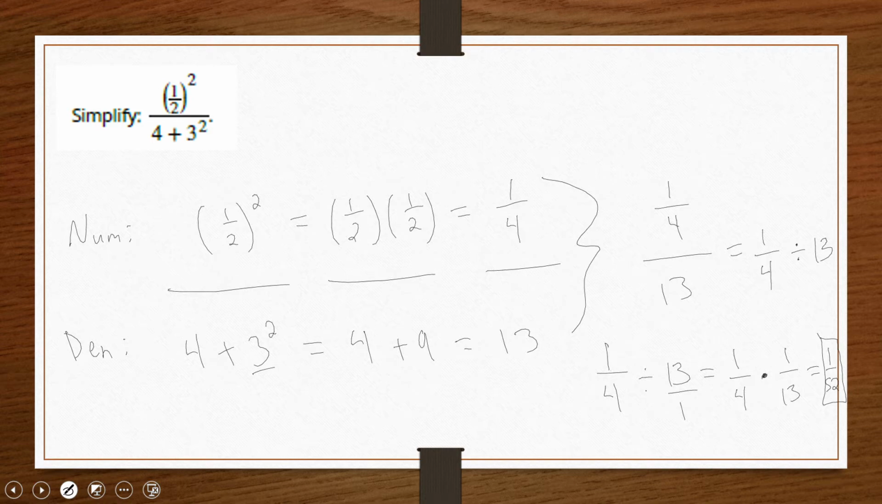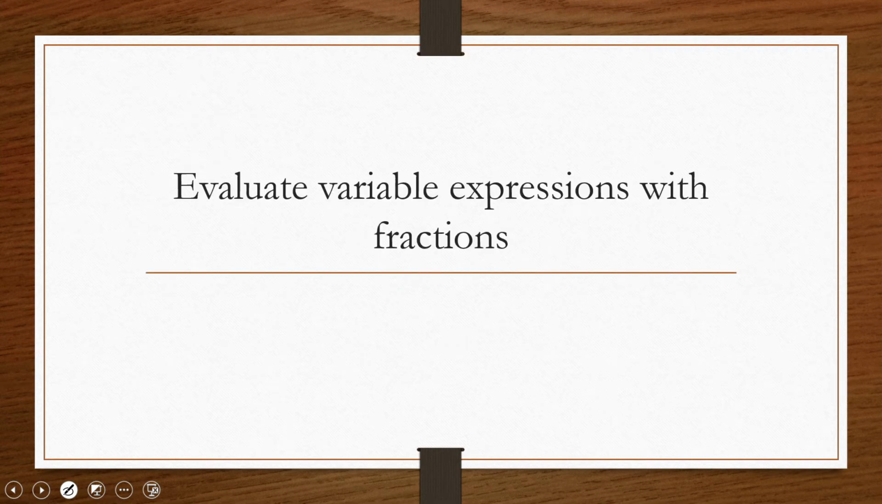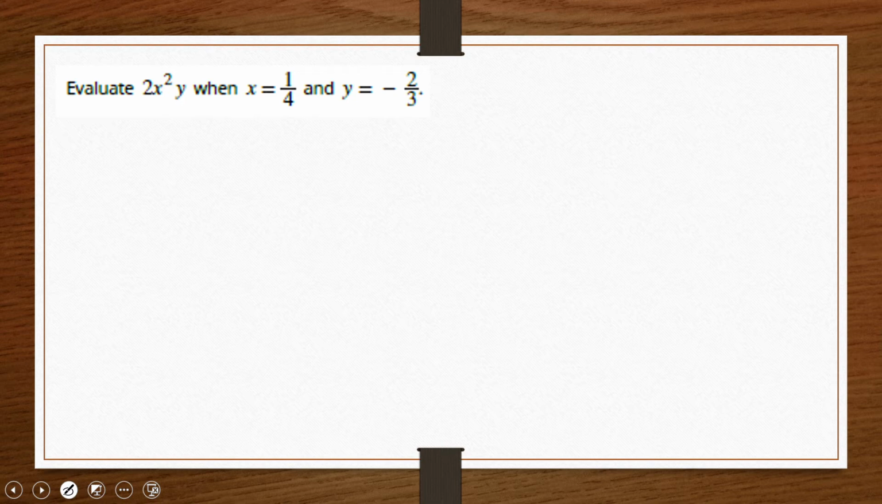So let's try a couple more examples before we wrap up. Here we have a similar setup problem, except now I've got to actually substitute in some value for a variable before using the order of operations to simplify. So imagine I have the expression here, 2x squared times y, and I want to substitute in the following values. X equals 1/4 and y equals negative 2/3. So what does this look like?